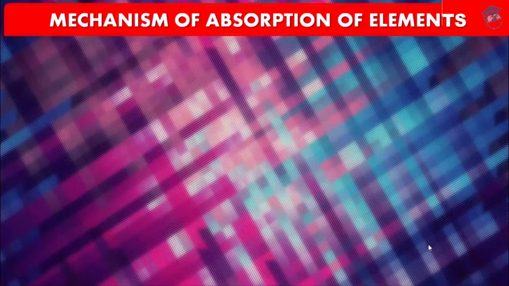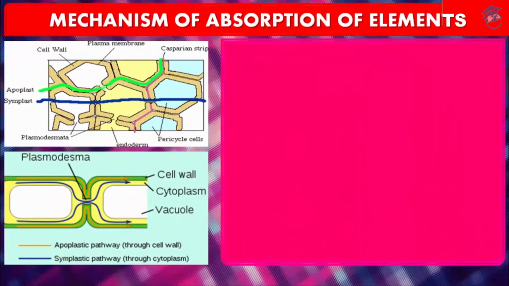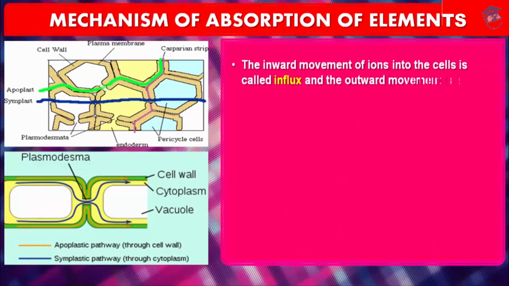Okay, now mechanism of absorption of elements. First, please understand that the inward movement of ions into the cell is called influx, and the outward movement is called efflux. Okay, outward movement or exit movement is called efflux. E for exit, E for efflux. Okay, and inward movement of ions is called influx. Okay, so this way you can memorize it.